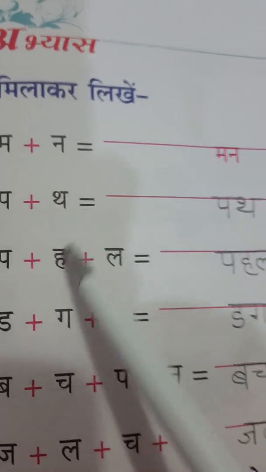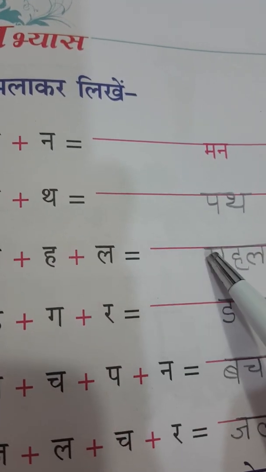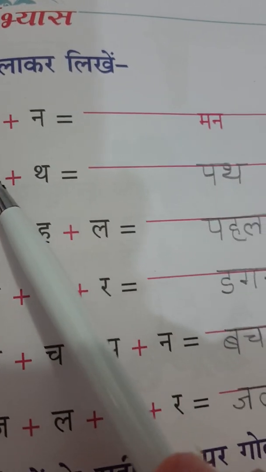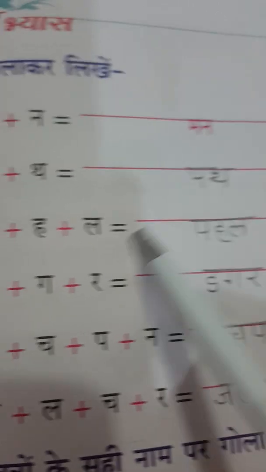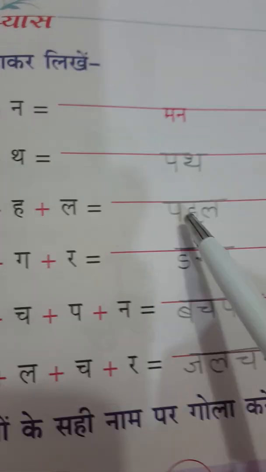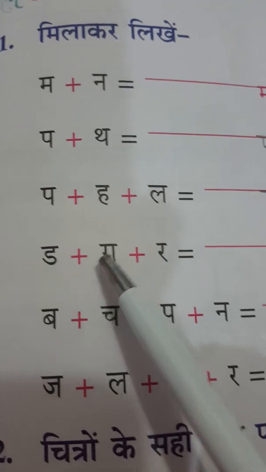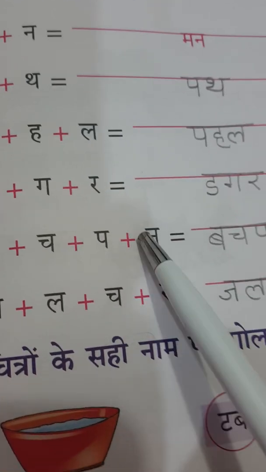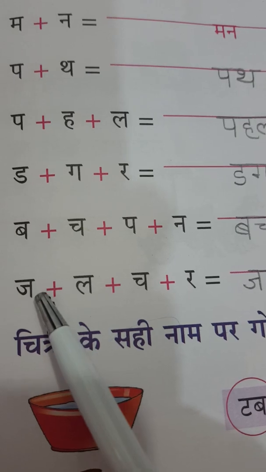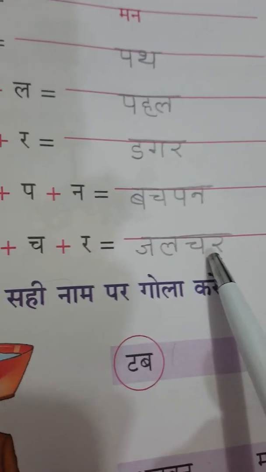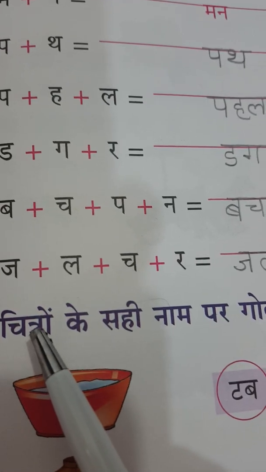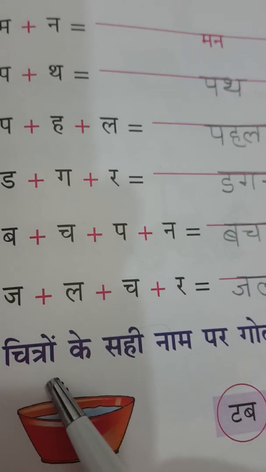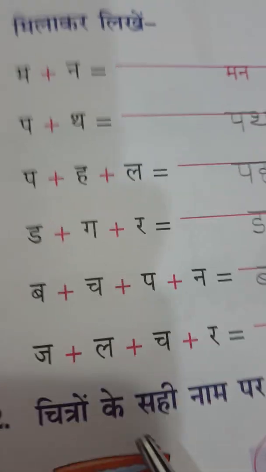So you will remove this addition sign, you will write them all together, whether it's a 2-letter word, 3-letter word, or 4-letter word. So we have path, you will write path, pahal. Then you write dagar, write it all together, dagar. Then write bachpan. Then write jal, char, jalchar. This is all 2-letter, 3-letter, or 4-letter words. Now go to the next exercise.